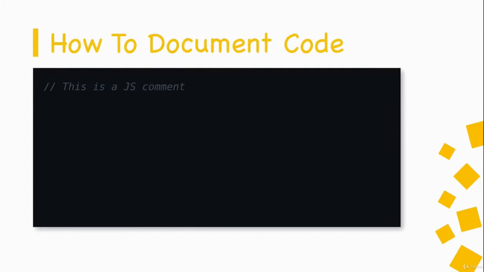This is a single line comment. In order to write a single line comment, you first type two slashes side by side. When you type two slashes side by side, you are starting a JavaScript single line comment. And anything you put after these two slashes will be completely ignored for that specific line. So in this case, we put two slashes side by side, and then we have some text that says this is a JS comment. And that is how you can create a comment in JavaScript.